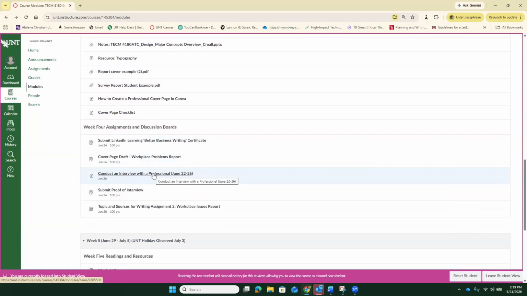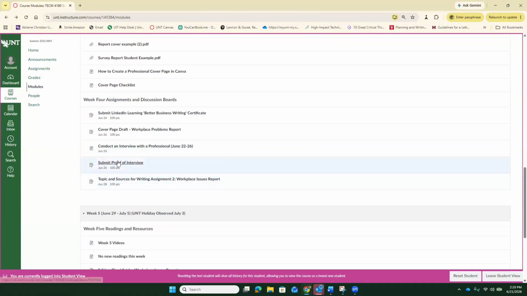So remember, the goal of your interview is to collect information and data. So you want to use positive language skills and positive verbal and nonverbal communication to make sure you get that person talking and sharing about their workplace environment. You're going to submit proof of your interview by the end of the week.